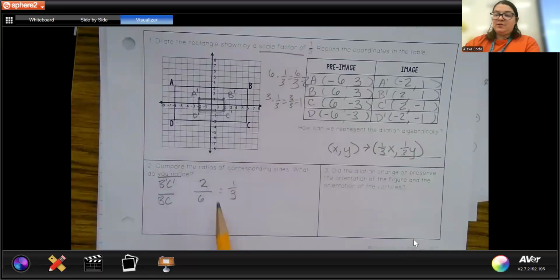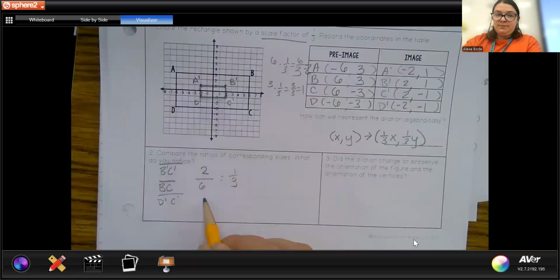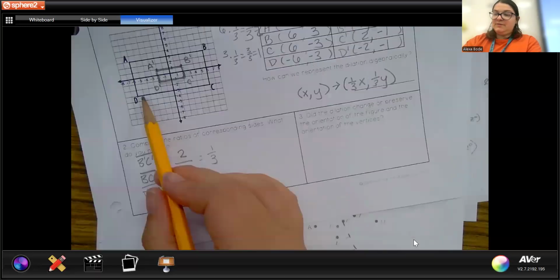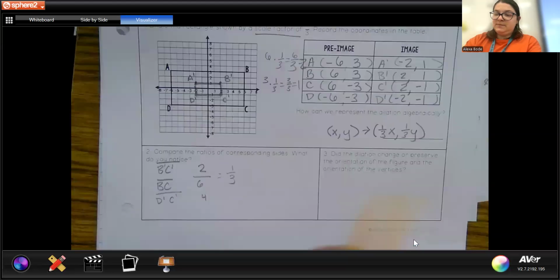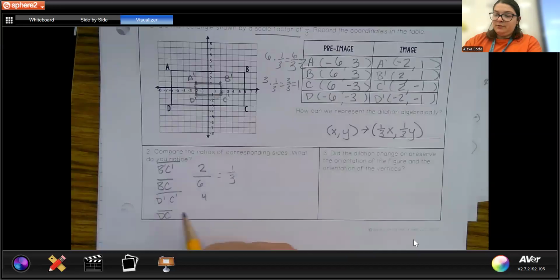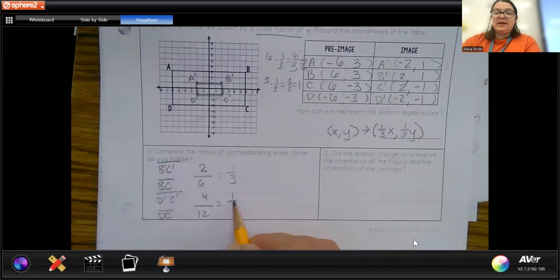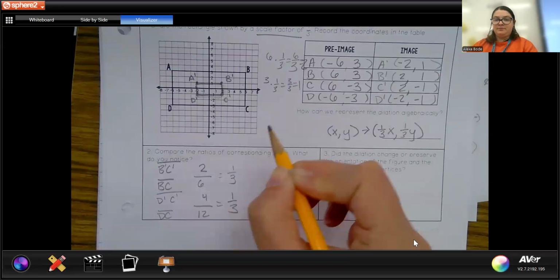Just like with the other one, if I did D prime C prime, that side length was 4. The side length of the original DC, D to C here, was 12. So as a ratio, 4/12 simplifies to 1/3. Again, our scale factor.